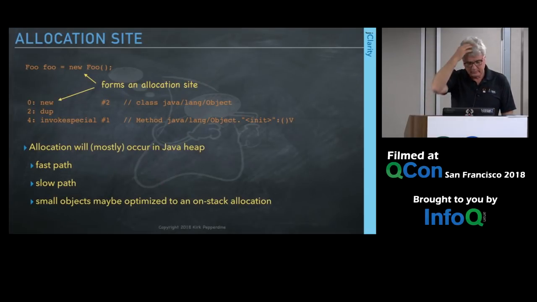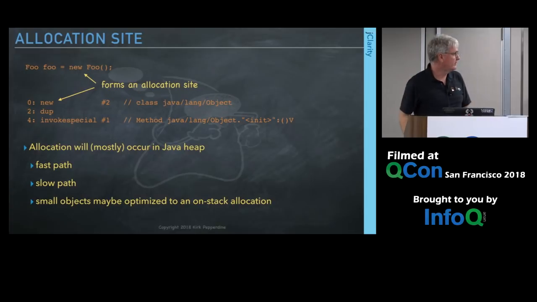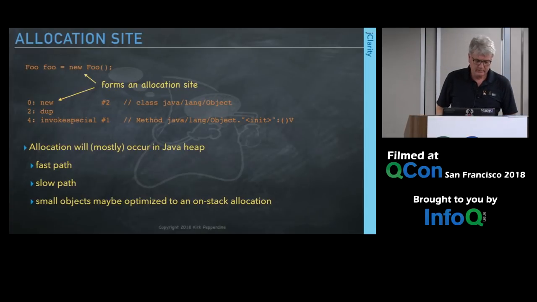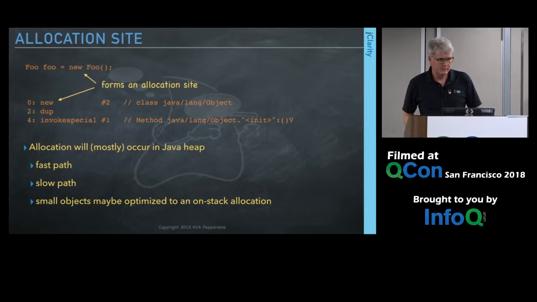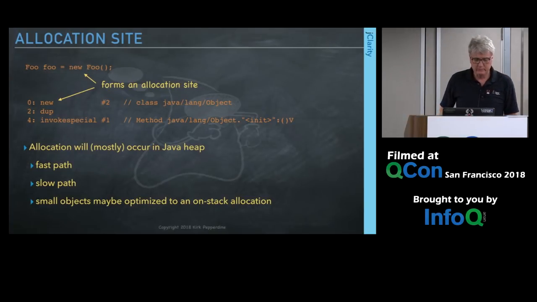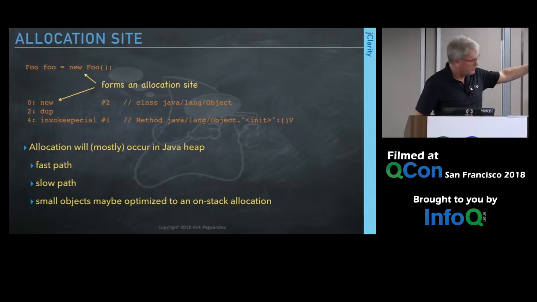Allocation sites. So how do we form an allocation site? Well, here I have a Foo. Foo equals new Foo. Lots of Foos in there, I guess. And when you break this out into the bytecode, you can see you get this new instruction. Pretty much every time you do a new, this is what happens, right? And this is going to cause an allocation to occur.